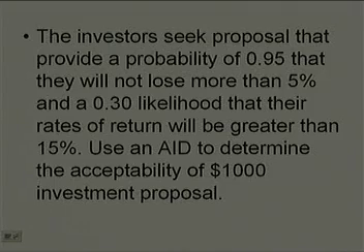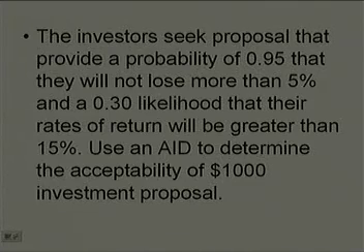Now in this particular problem we are told to use an acceptable investment diagram, AID, to determine the acceptability of the $1,000 investment proposal. I'd like to quickly summarize the problem. There is an investor who has $1,000 to invest. He has calculated the different values of return and the corresponding probability values of their occurrences.